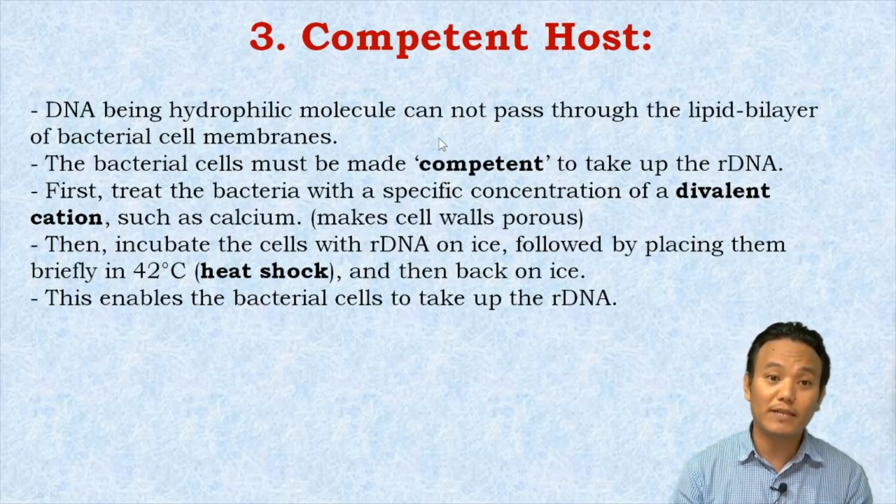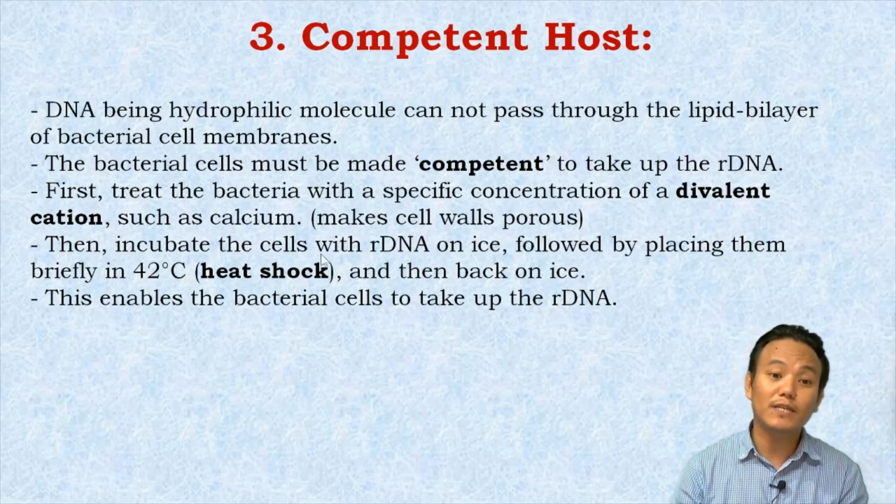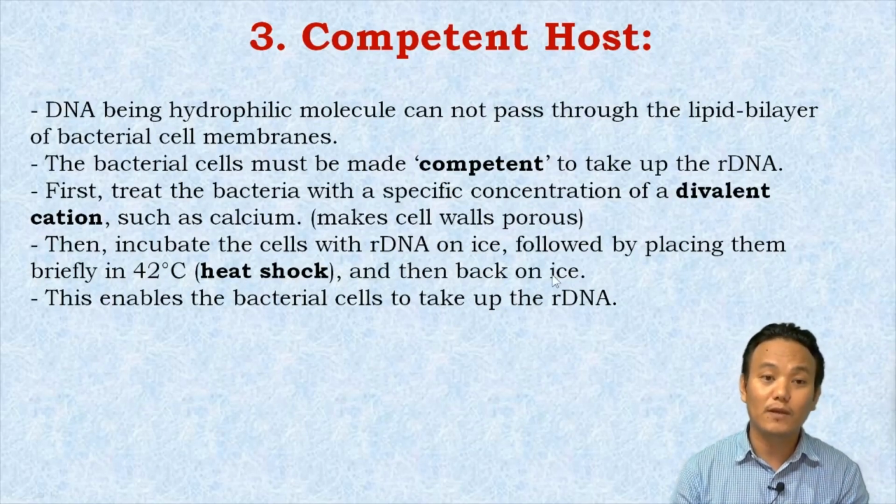How do we make the bacterial cells competent hosts? In this particular process, we first treat the bacteria with a specific concentration of a divalent cation such as calcium. This will make the bacterial cell walls porous to the recombinant DNA. After that, we incubate the cells with recombinant DNA on ice, followed by placing them briefly at 42 degrees Celsius, which is called heat shock, and then back on ice. This will enable the bacterial cells to take up the recombinant DNA. This will make the bacterial cells competent hosts.